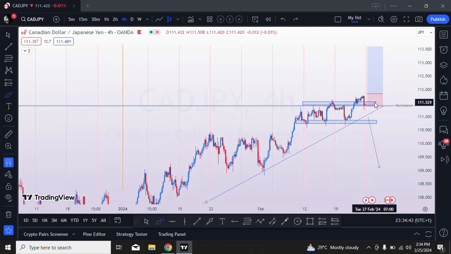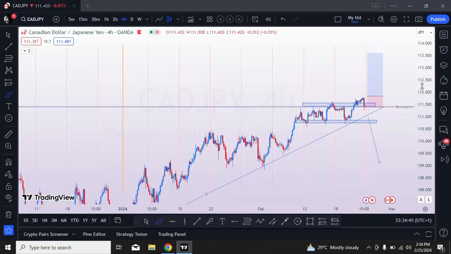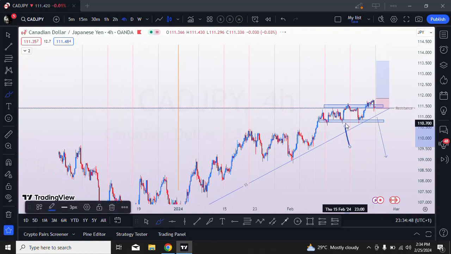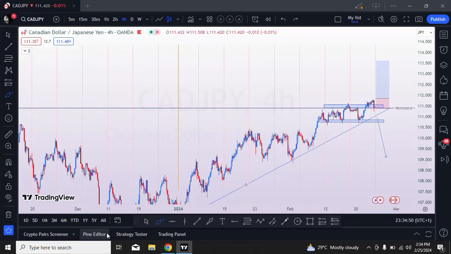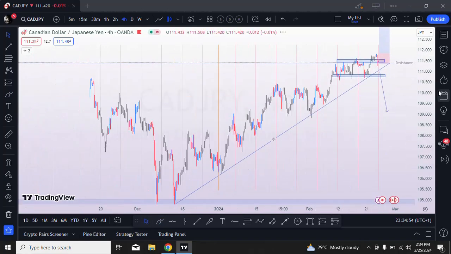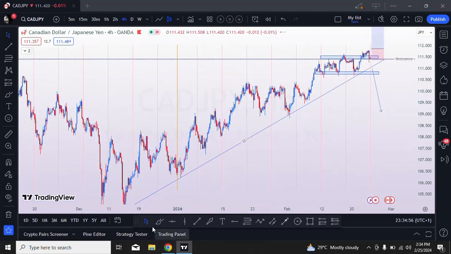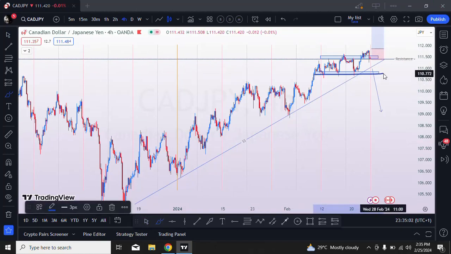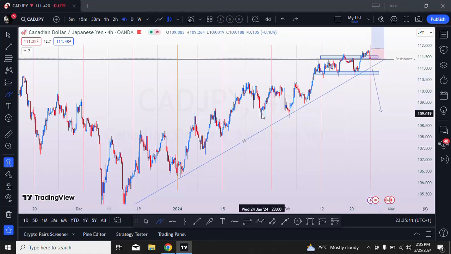Then the second bias is if this level fails to hold. If this level fails to hold and price is pushing down, right, I will be looking for, if price breaks below, especially below this support, and if price breaks this trend line, I'll be looking for a sell opportunity. It's as simple as that.